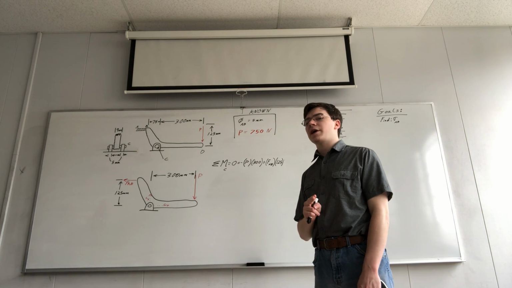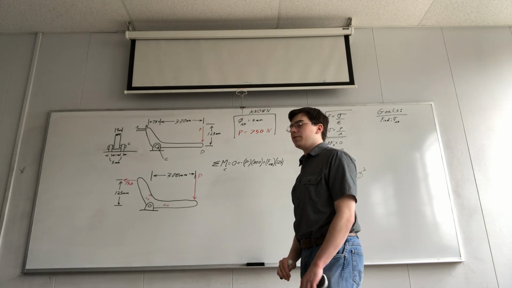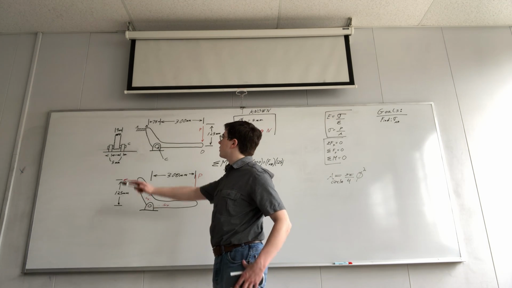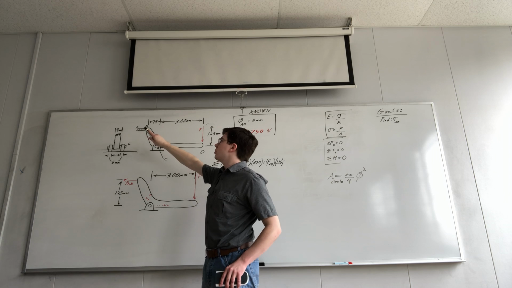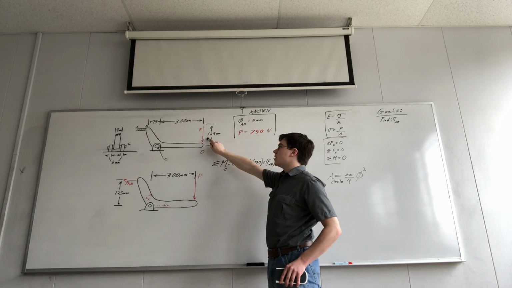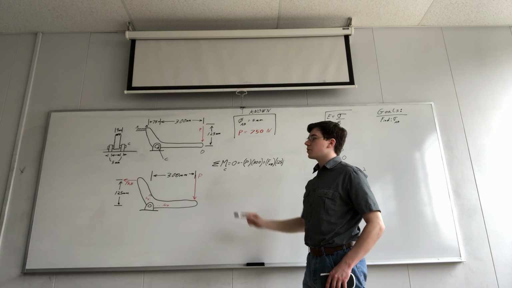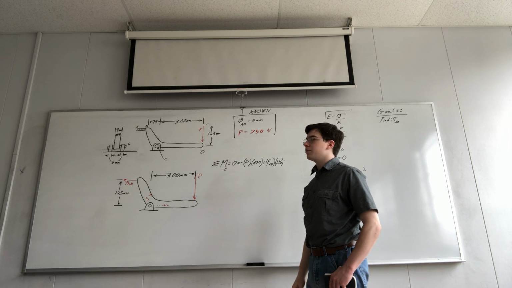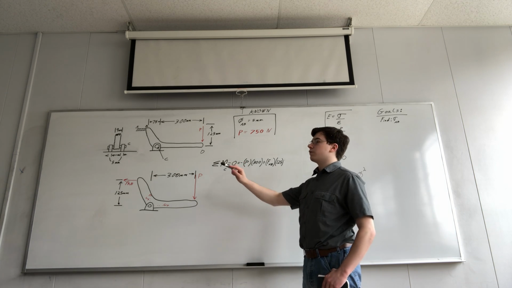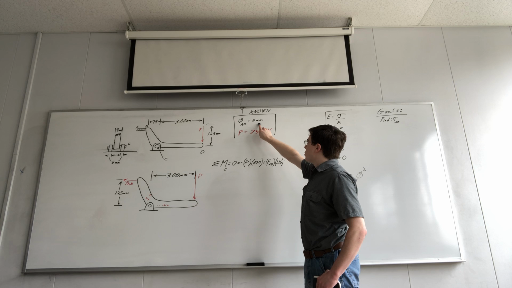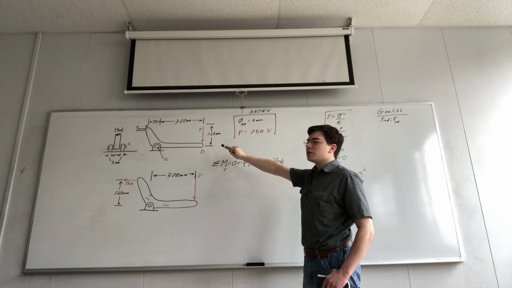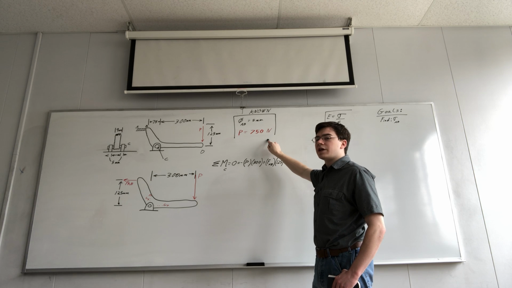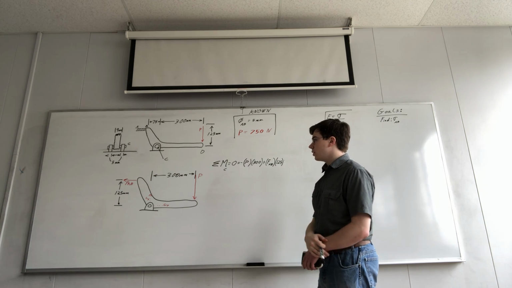Our goal for this statics and material science problem is to find the internal stress of rope AB when force P is applied on this system. Our knowns are that the diameter of rope AB is 5 millimeters and the force P is 750 newtons.